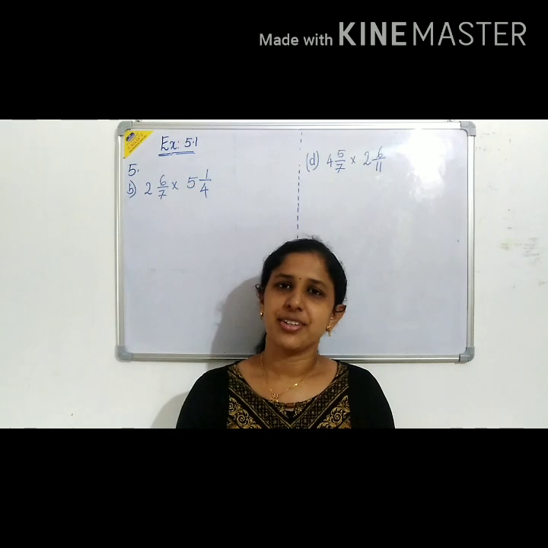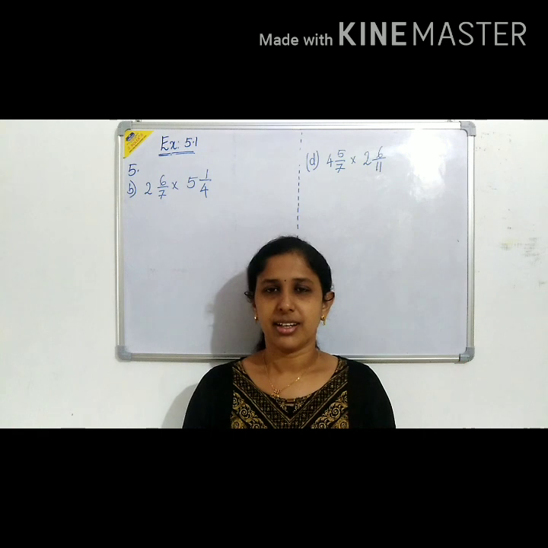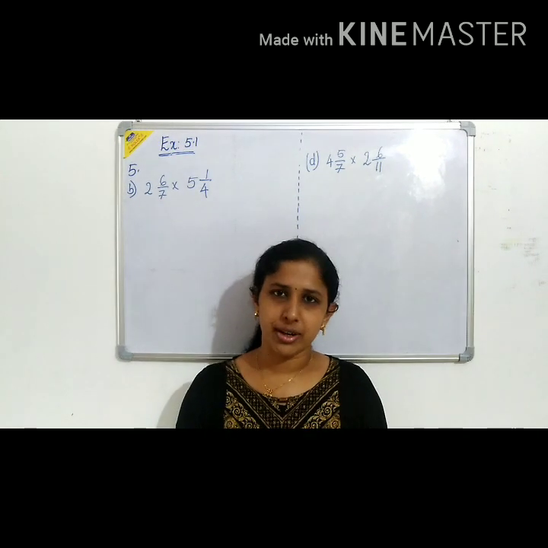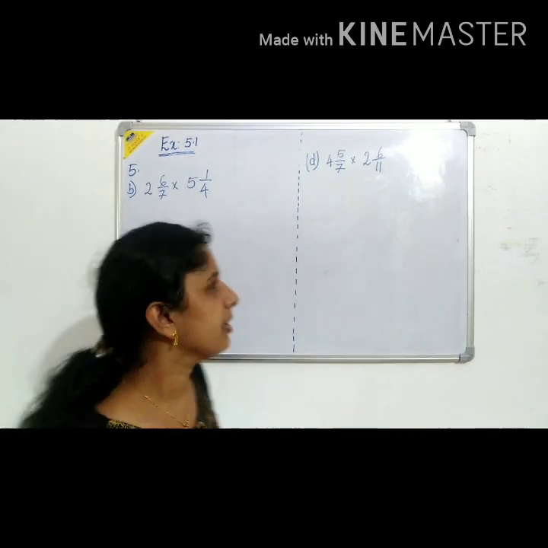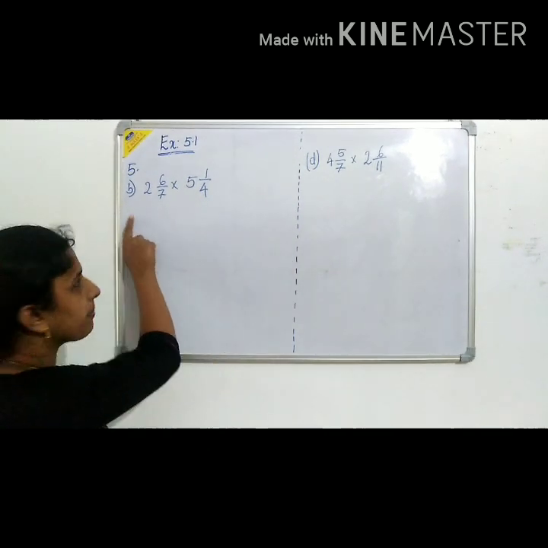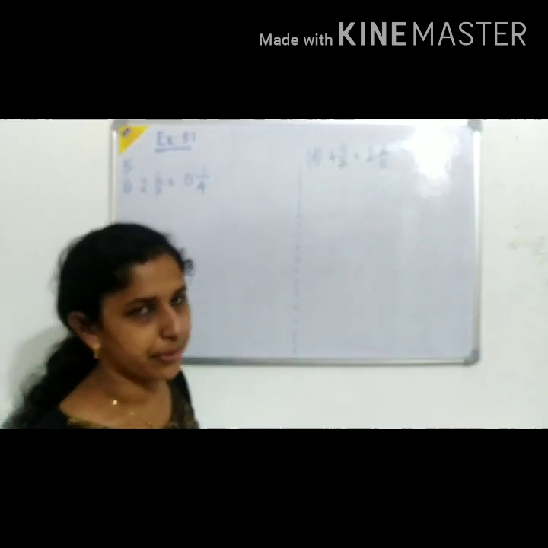Good morning students. Today we are going to learn about the multiplication of mixed fractions. A mixed fraction includes a whole number and a proper fraction. Here we can see the first question. Question number 5b: 2 6/7 into 5 1/4.